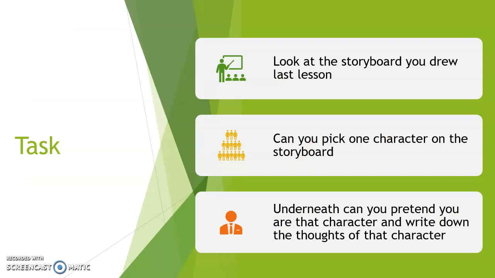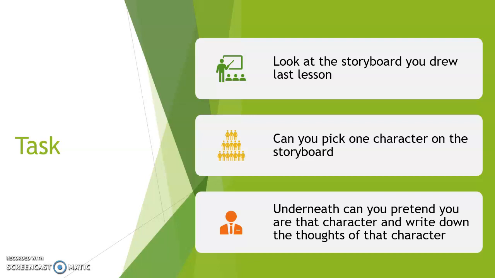Okay, little bit of a task for you now. So the storyboard you drew last lesson, I asked you to keep hold of that, hopefully you have. Pick one character out of each of those 3 scenes to focus on. Underneath, can you pretend you are that character, and can you write down the thoughts of that character in that specific moment? All right, pause this a second just to have a go at that.